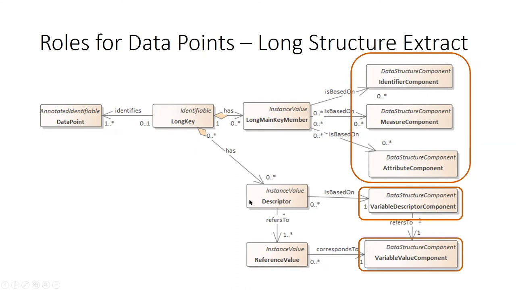And we also described a little that we had these long structures where you had variables with all of those different variables included, you remember? And they are referring to the reference values on those variables. So that is also a role a data point can take in a long structure, that is, as a descriptor. For instance, you had this example again with the systolic, and that had a reference value. You had diastolic, that is different, and that had again a different instance reference value. So that is special for long, while identifier, measure, and attribute are for all the different structures.